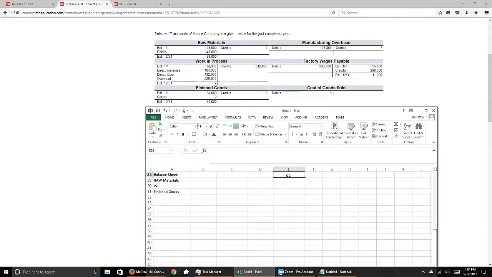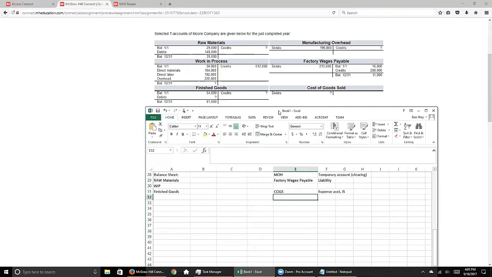Now, if we look over to the right-hand side, manufacturing overhead and factory wages payable are not assets. Manufacturing overhead is a temporary account. We call it a clearing account because you won't see it on any particular financial statement. Costs just run through it, and it helps us keep track of what we're incurring that is getting dumped into our production process. Factory wages payable technically is a liability, so we could see that on the balance sheet if we have outstanding payables at the end of the period. And cost of goods sold is an expense account, so we'll see that on the income statement.